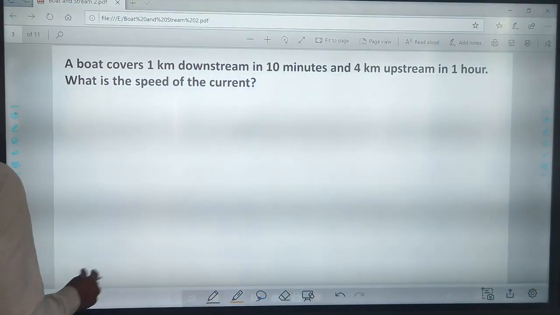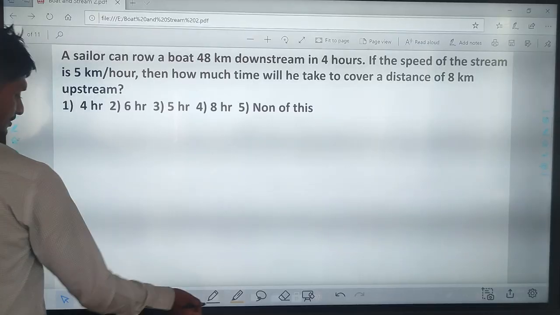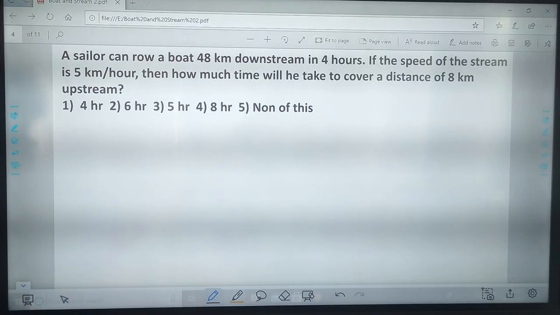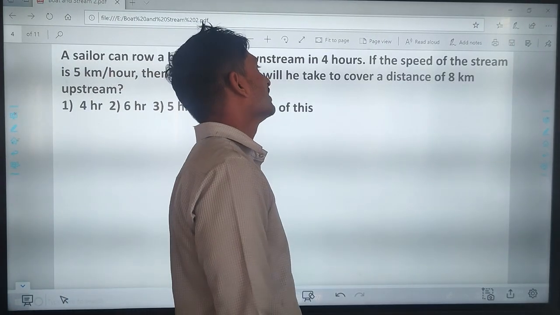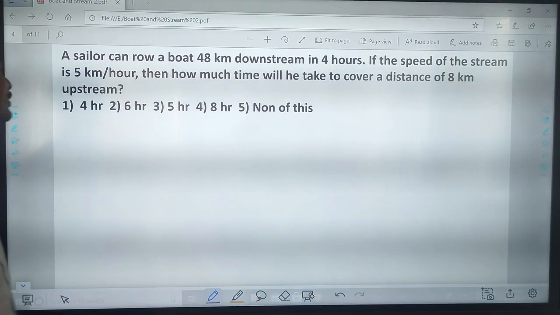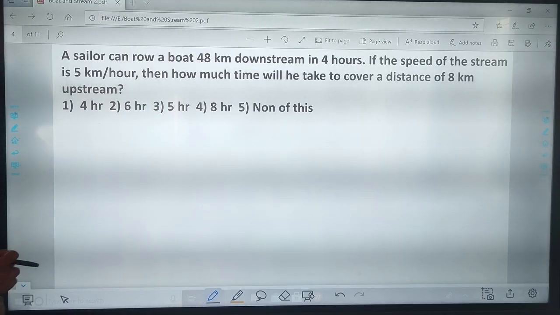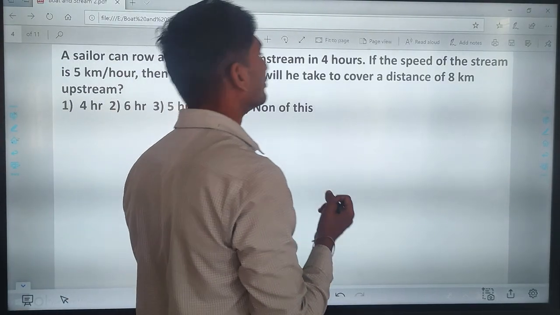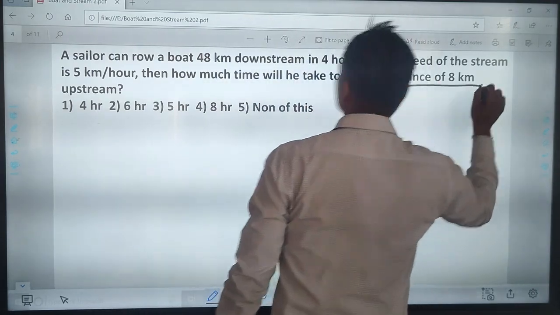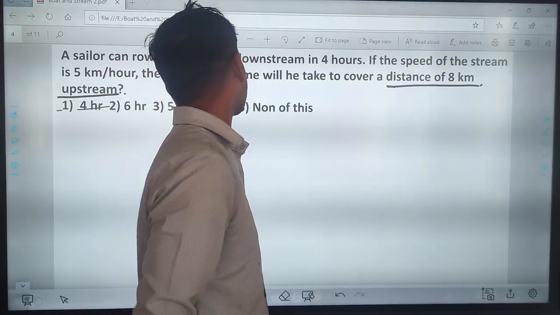Now next. A sailor can row a boat 48 kilometer downstream in 4 hours and the speed of the stream is 5 kilometer per hour. Then how much time will he take to cover a distance of 8 kilometer upstream?